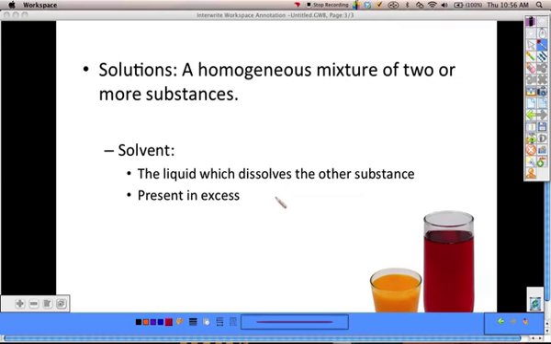In most solutions that we're going to be dealing with, this is water. So if we have an aqueous solution, it's dissolved in water. Water's the solvent. That's what we're going to see the most of. There are lots of other solvents out there. There's a lot of organic solvents. A lot of those can be carcinogenic, so we're not going to be dealing with those, but just so you know, most of our main solvent will be water.